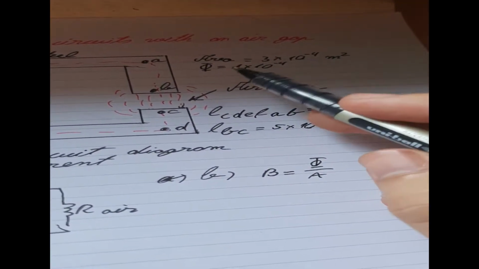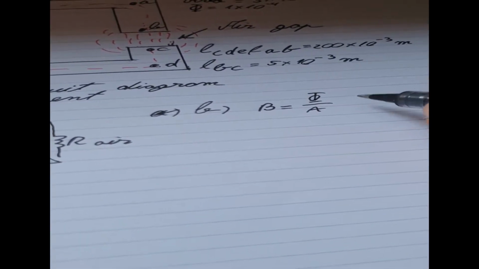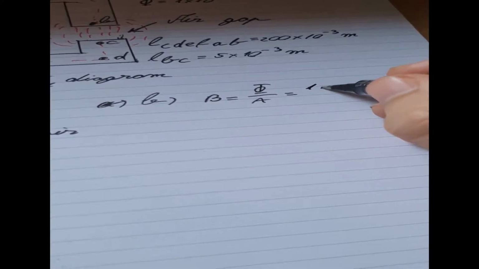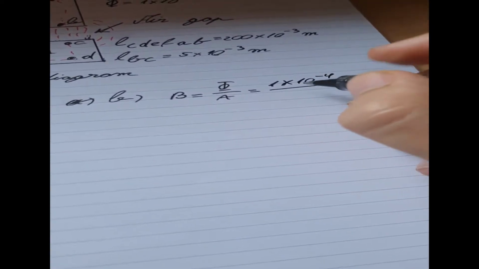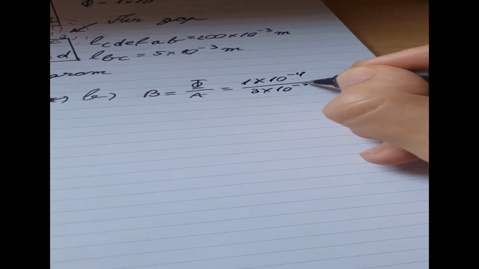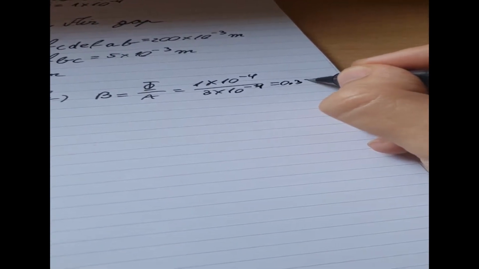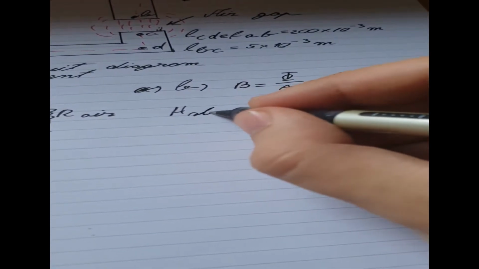So A, no, not A, that's B. Okay, B, the Teslas, is equal to flux divided by area again, and we have them here. The area is 3 times 10 to the minus 4, and the flux is 1 times 10 to the minus 4. So you can already see what the Teslas will be equal to: that will be 0.33 Teslas. There you go.